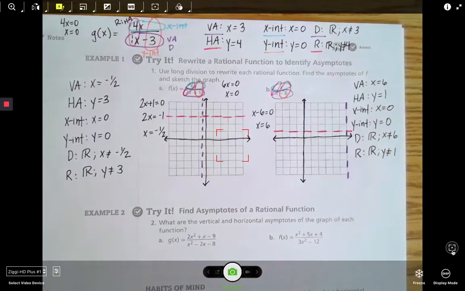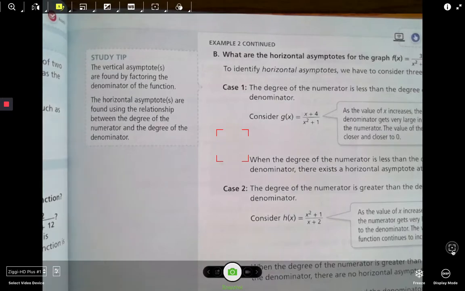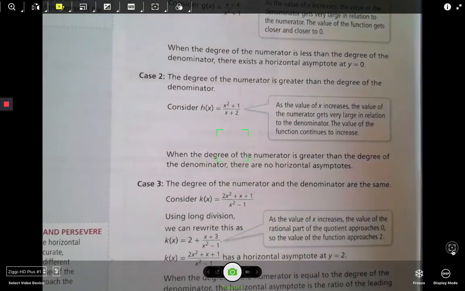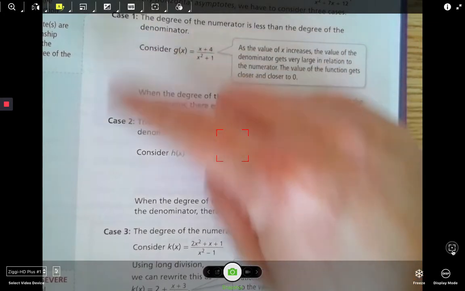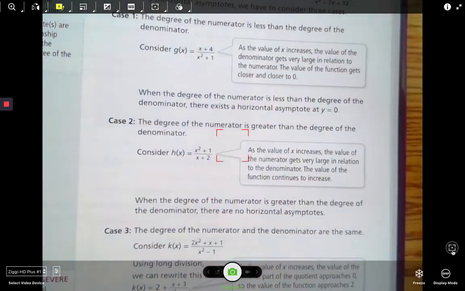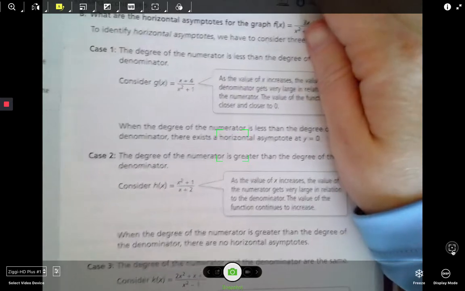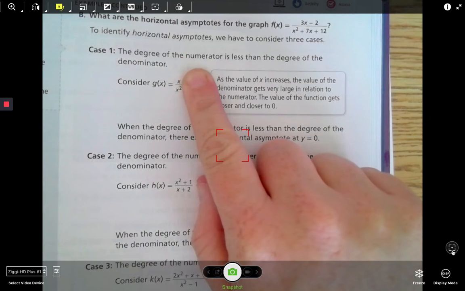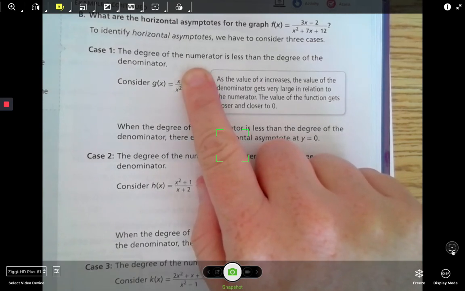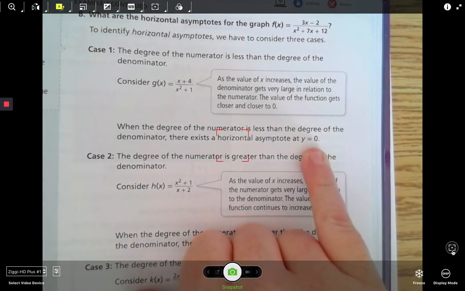All right, so this next part, they're not wanting us to graph anything. They just want us to find the asymptotes. So I'm going to show you, this is example 2, and they're just telling you how to find the vertical asymptotes, which I've told you how to do. And then you can see they give you 3 different cases, case 1, case 2, and case 3. So case 1 says the degree in the numerator is less than the degree in the denominator. Do you see how the degree in numerator is smaller than degree in denominator? What that means is you're going to have a horizontal asymptote at y is equal to 0.